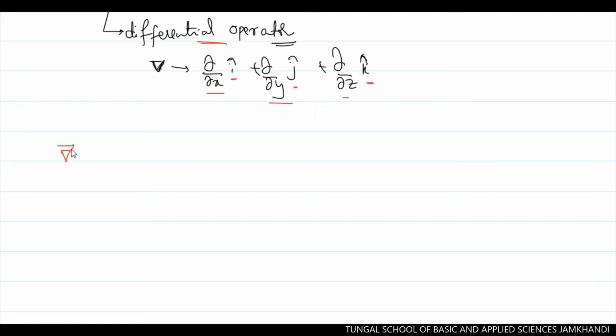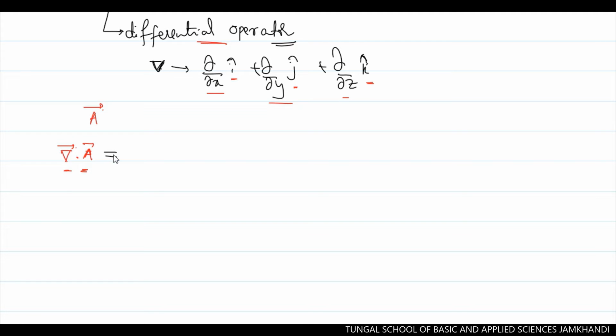Now, del vector. Then, as I have taken the vector function A, if you take the dot product of these two, the del operator and the vector A, it will become the divergence.